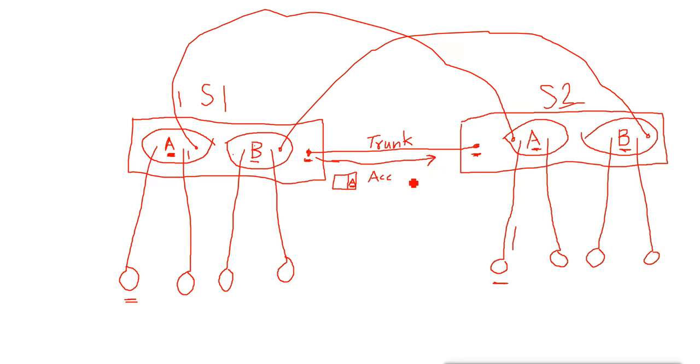So when data comes and goes from this link, it has information about which VLAN the data belongs to. So instead of connecting these VLANs directly, what we can do is connect the port directly and convert the port into a trunk port.